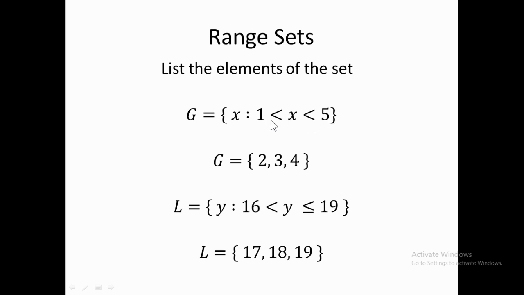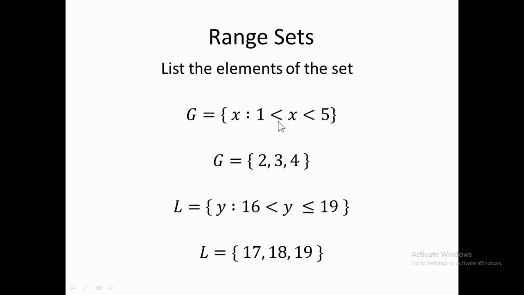And how do we solve this? If 1 is less than X, that means X is greater than 1. That's what it implies. That means those elements in set G are numbers greater than 1, but X is less than 5. Those elements are less than 5. And what are those elements?